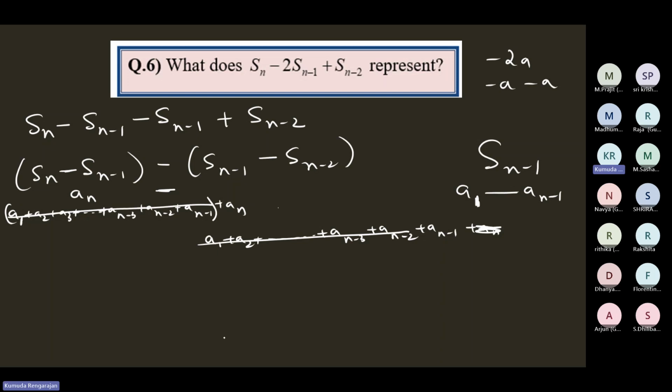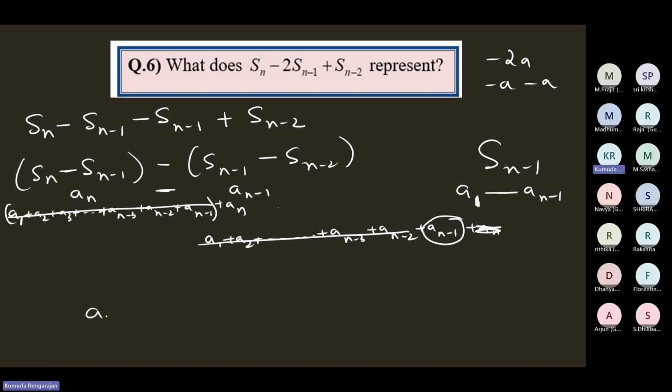Take away Sn minus 2, the sum of all the terms from the beginning till the n minus 2th term. Then you're left with the n minus 1th term. So this one is nothing but An and this one is nothing but An minus 1.